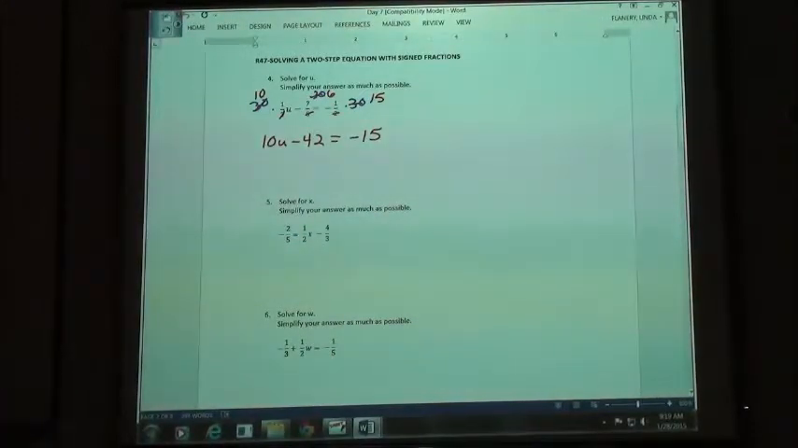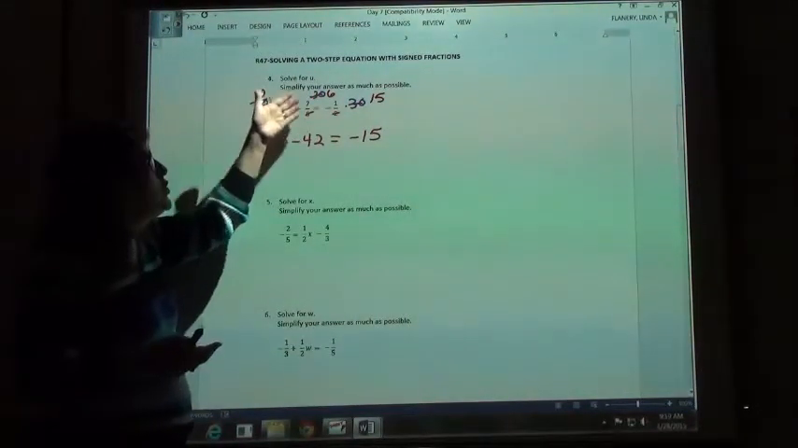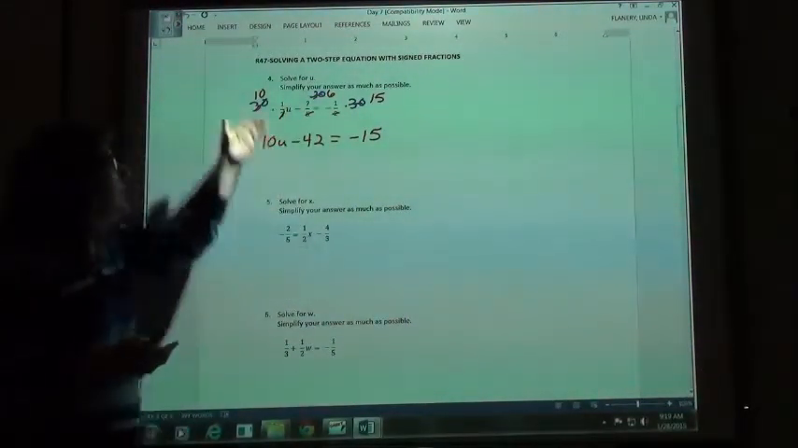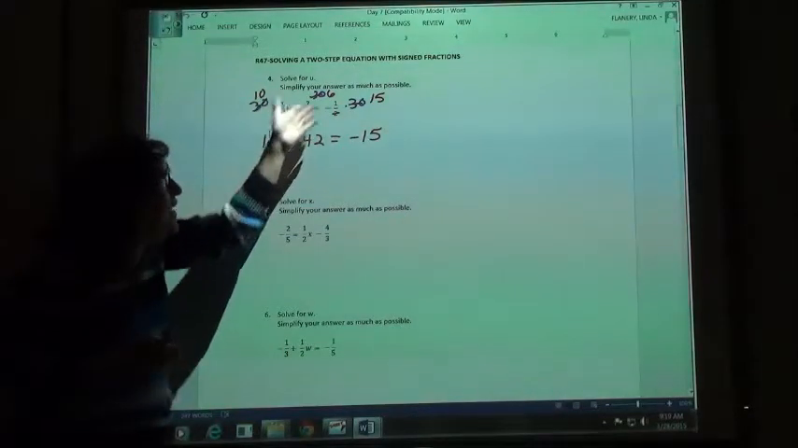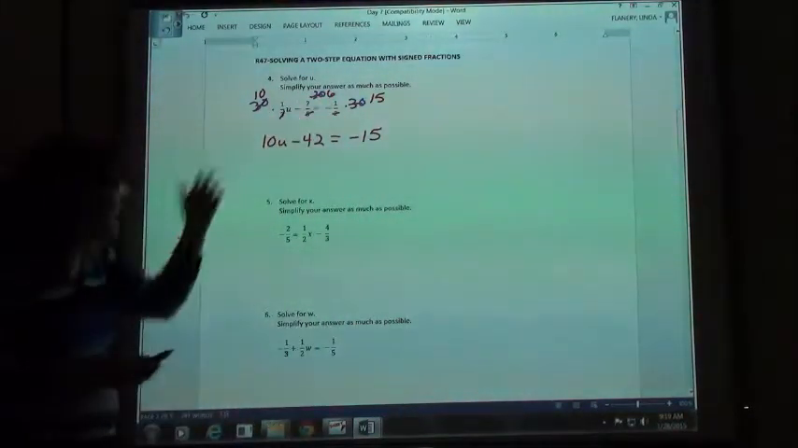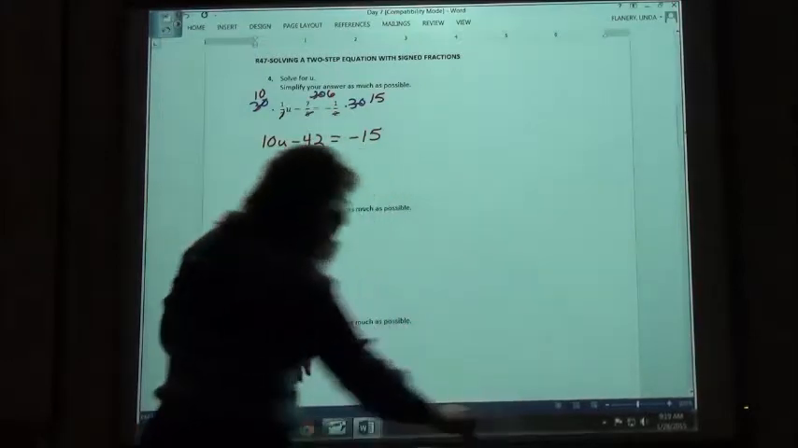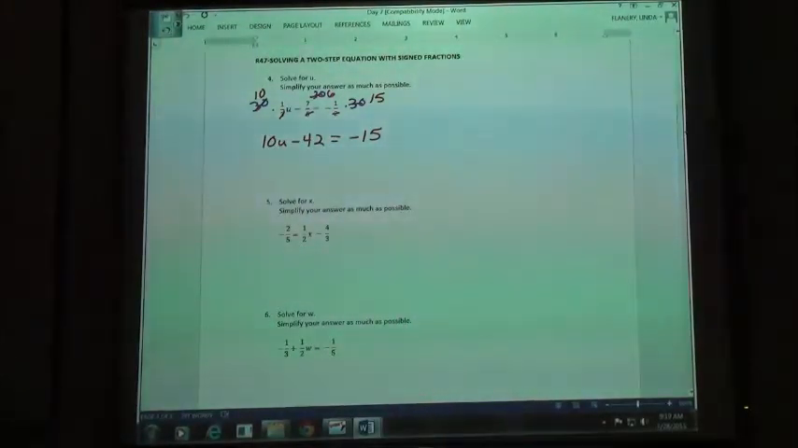Now when you multiply by that common denominator, it should always be a positive number that you're multiplying by, so none of your signs should change when you're doing that step. This one's still positive, this one's still negative, that one's still negative. Now we have an equation that hopefully is easier to solve than all those fractions.